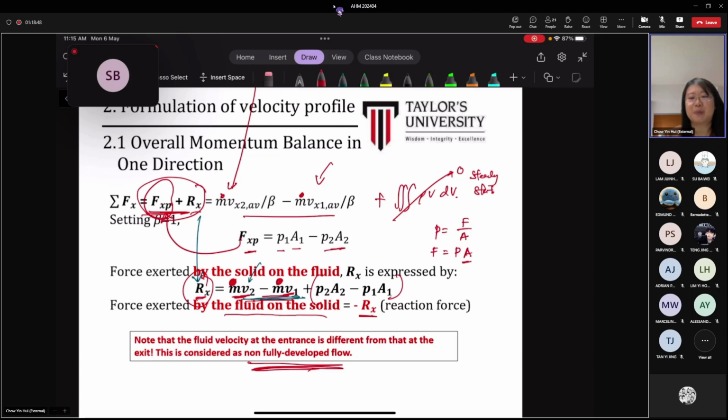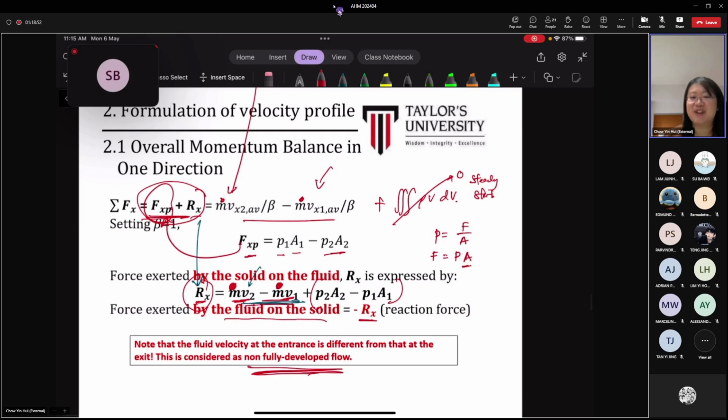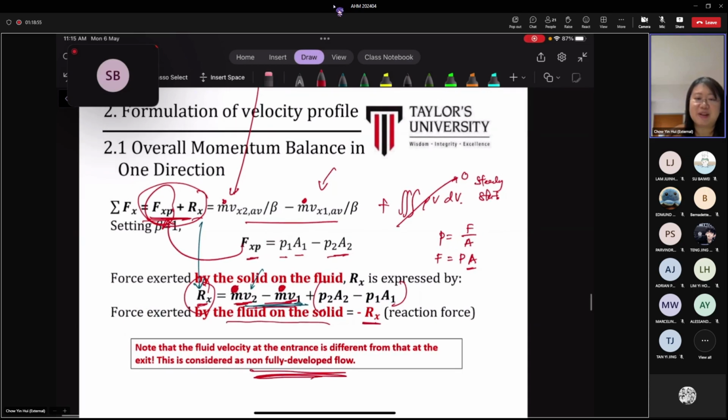Now, any question that you'd like to ask up to this point before we start to look at how to apply the shell momentum balance? Any question? This part is for your knowledge on the overall momentum balance. Our focus later is on how, from the overall momentum balance, we apply it to get the velocity profile. No question, anyone?